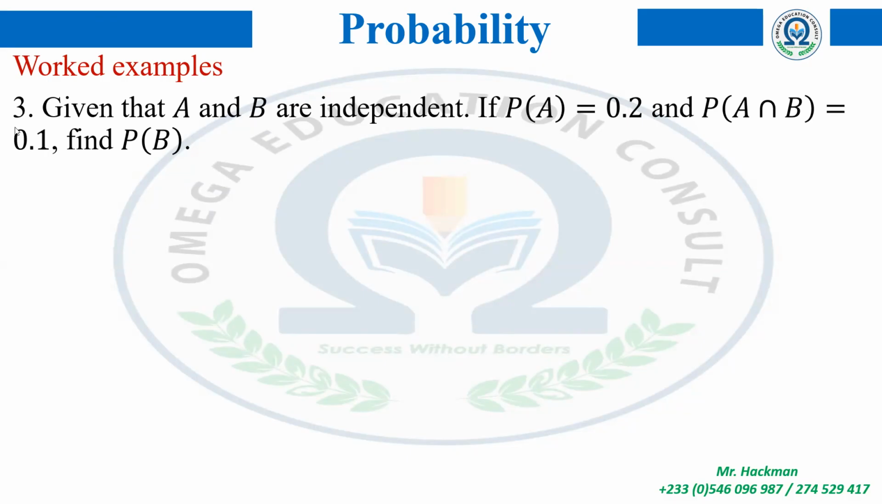Worked example 3. Given that A and B are independent, so you underline this. Remember, anytime you read a question, make it a point to underline the salient part. This is very key. If P of A is equal to 0.2, and P of A intersection B is equal to 0.1. Find P of B. All right, so solution is what you write first.